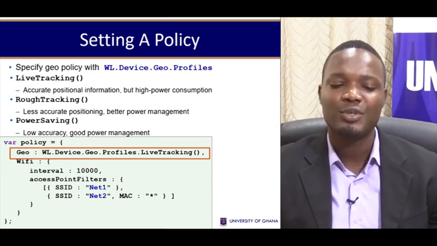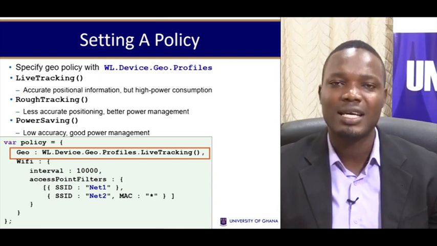And then we have rough tracking. This is less accurate positioning, but it has better power management. That means that the interval at which we try to find out where the user is located is a bit lengthier than that of the live tracking.